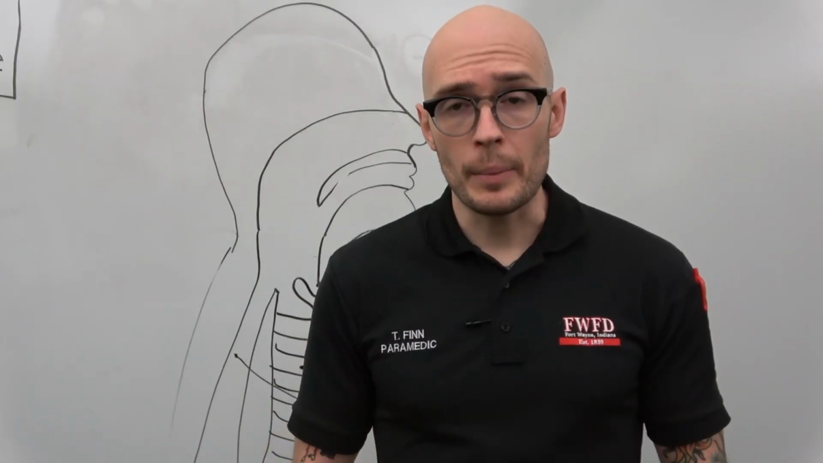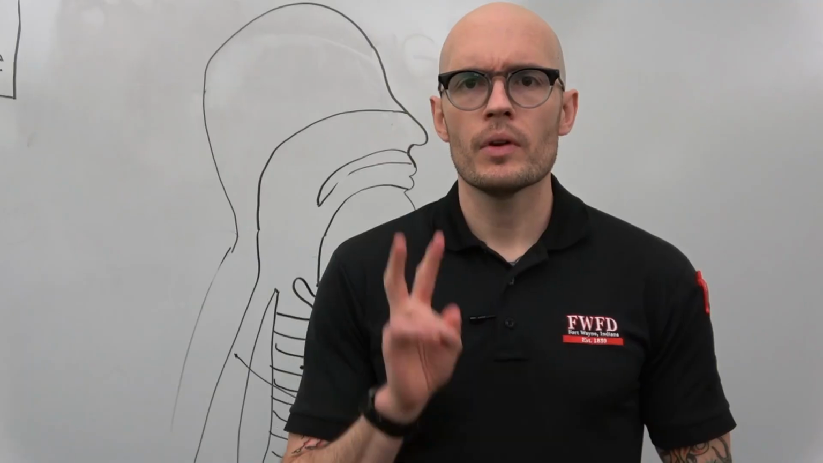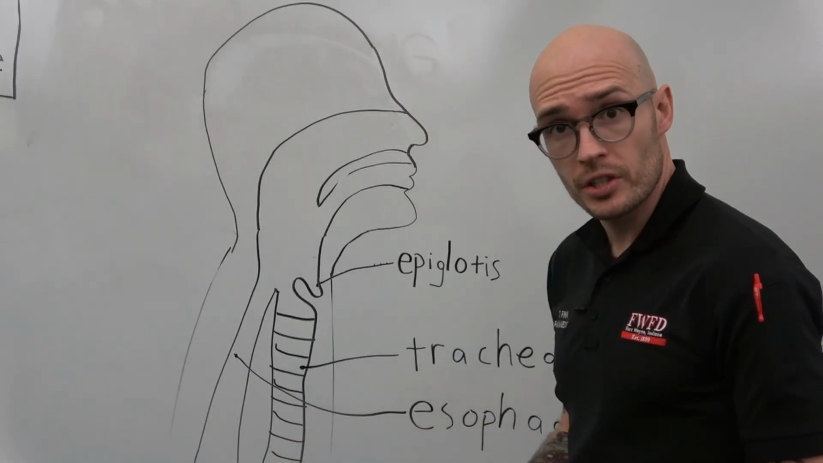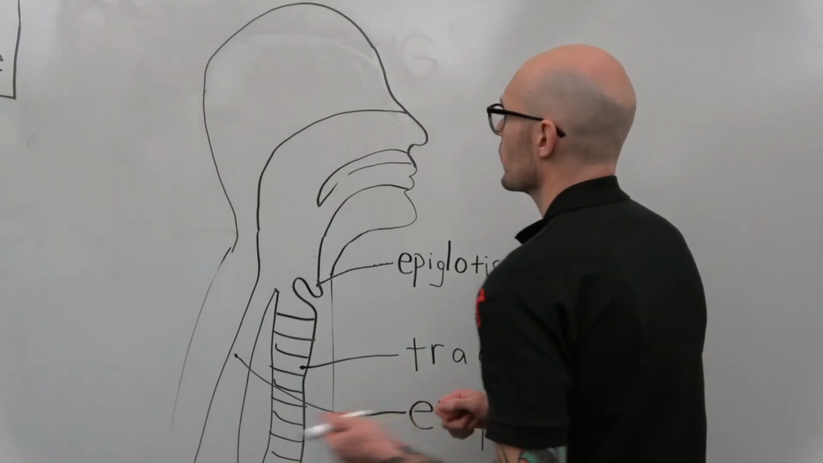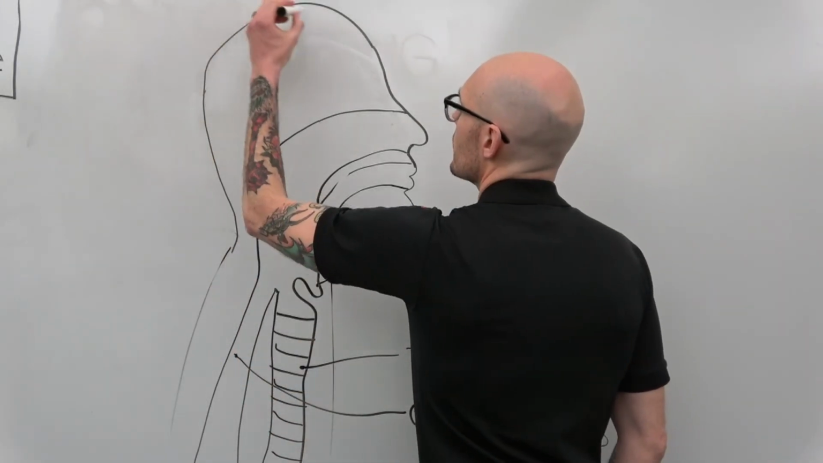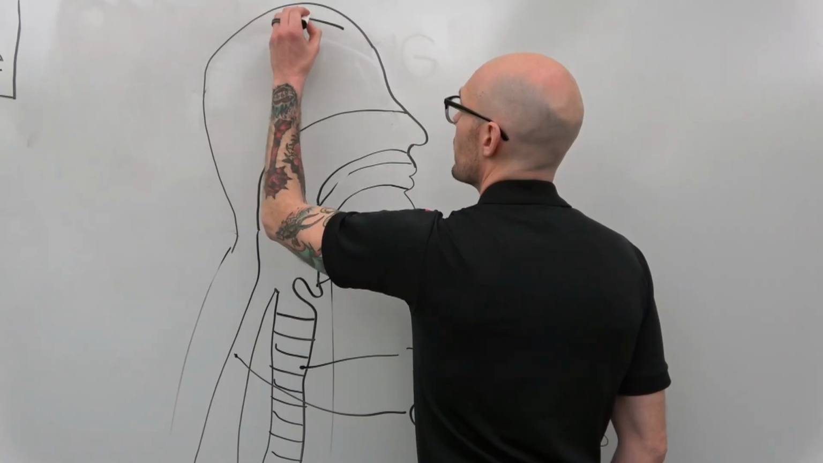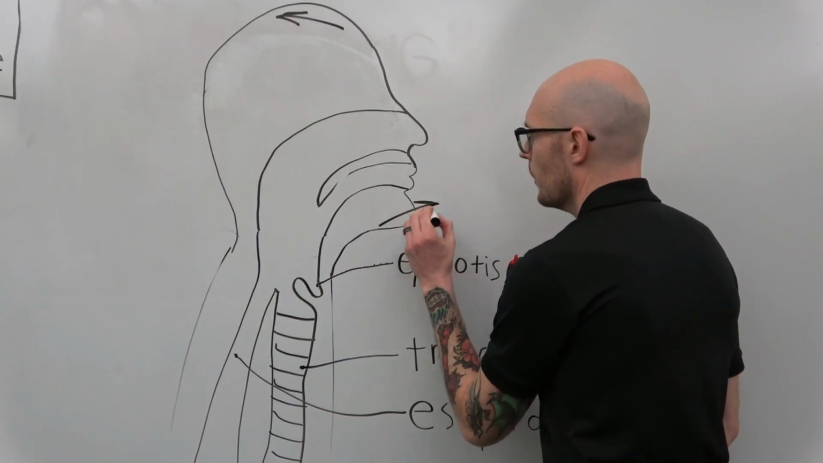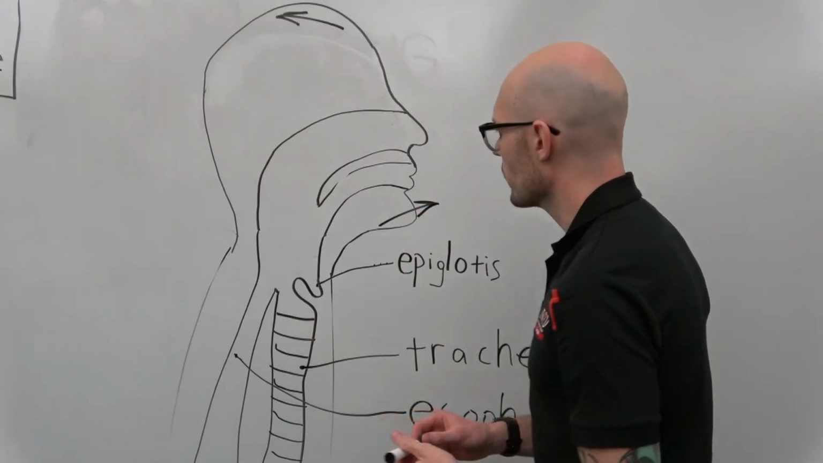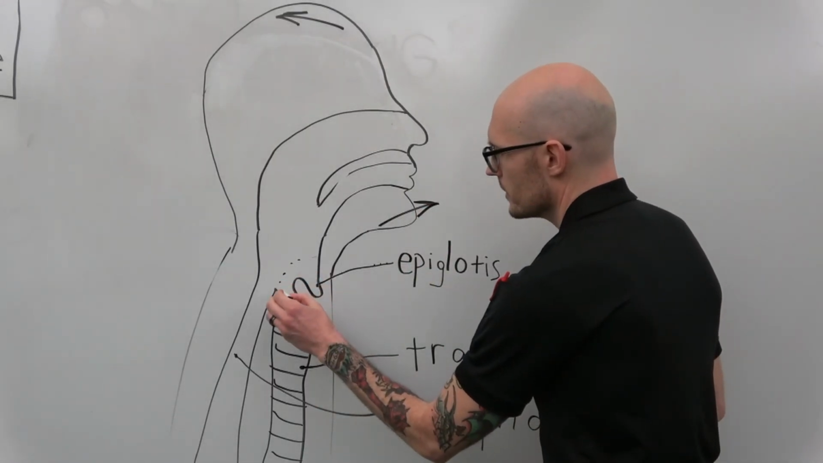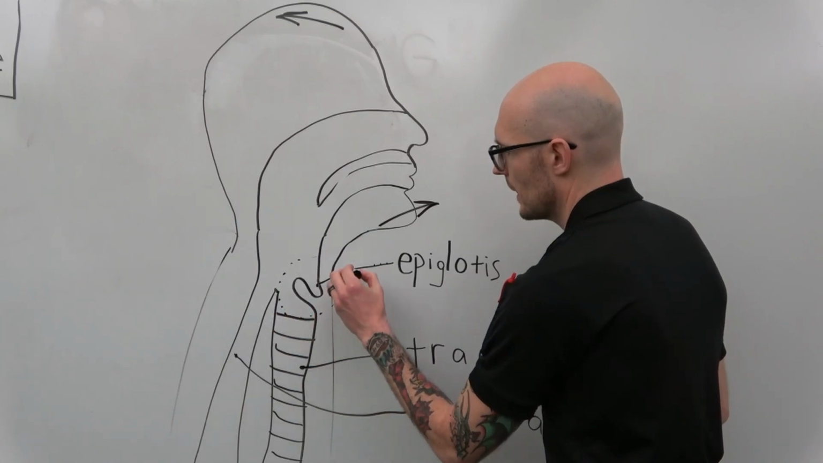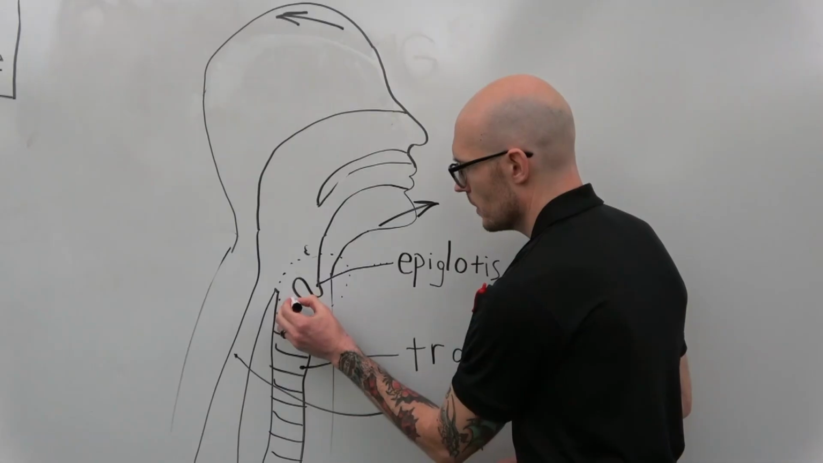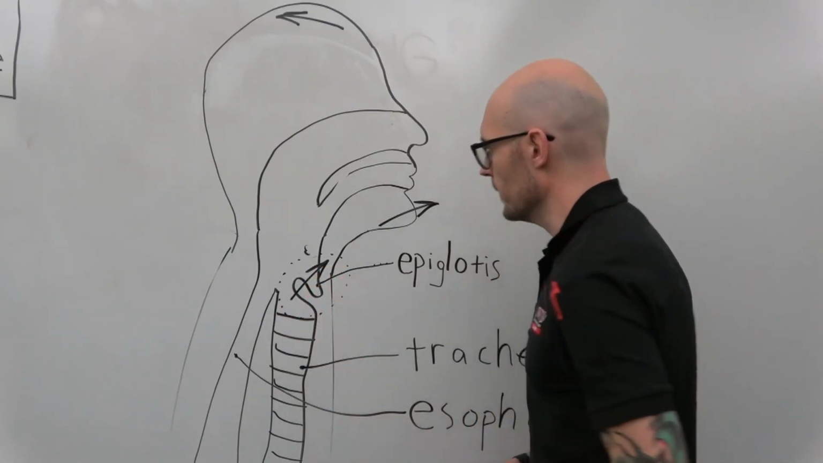What if it's not patent? How are we going to open it? Well, there's two main ways. There is the head tilt chin lift, where we are going to tilt the head, the very top, back, and the chin up and forward. When we do that, that is going to take this epiglottic opening and it is going to force it open this way.